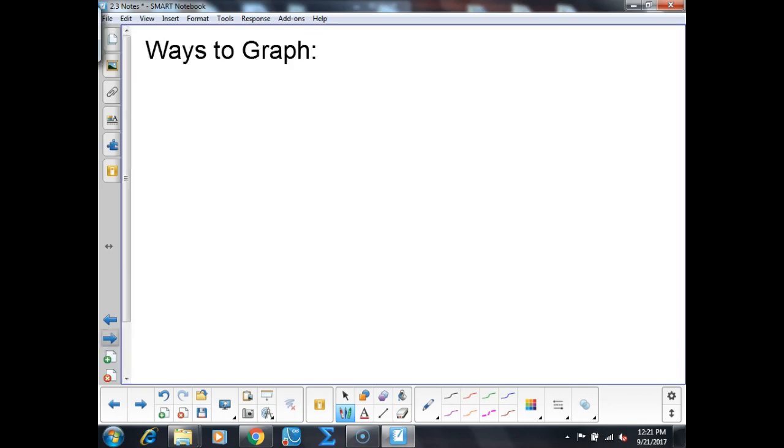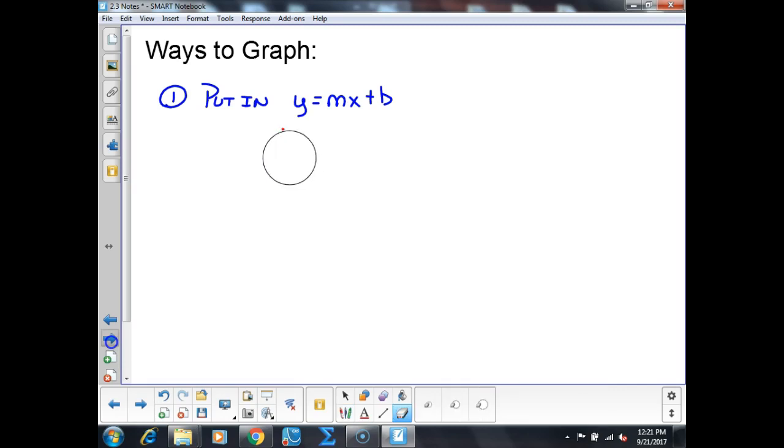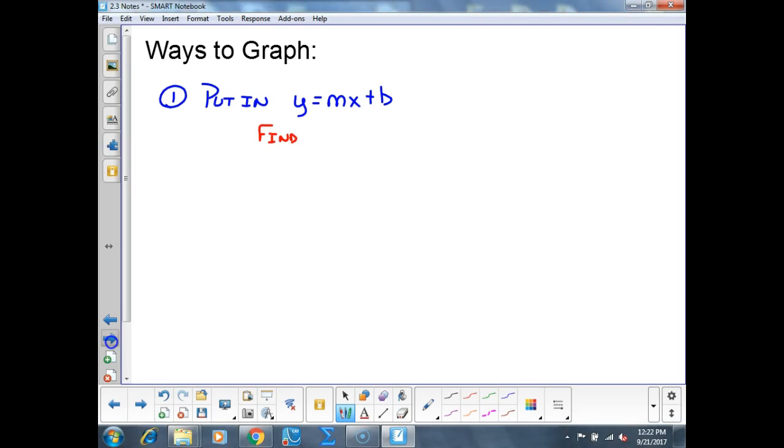Okay? All right? So we know of three different ways to graph. And we talked about these a little bit the other day, if I'm not mistaken. The first way is we can put our equation in y equals mx plus b form. Because then the slope, actually, before we even do the slope, we would find the y-intercept. And then we would use the slope.